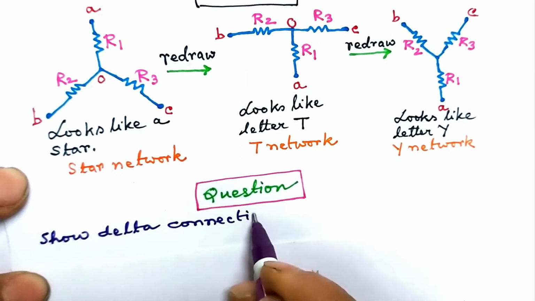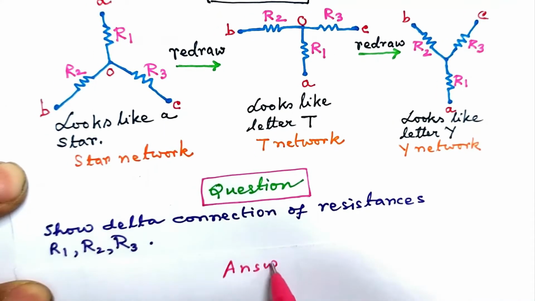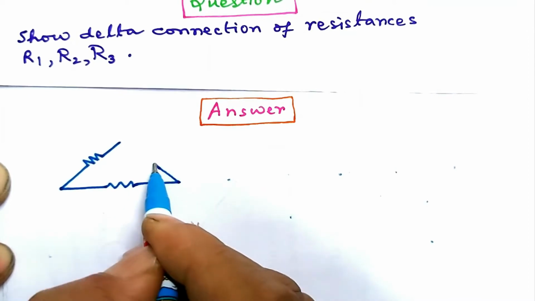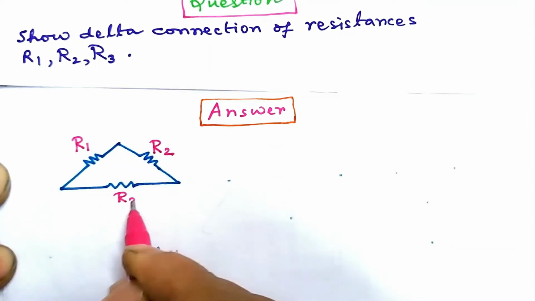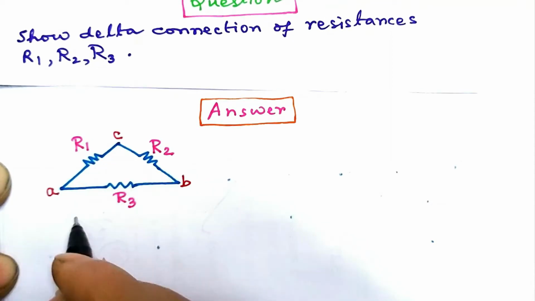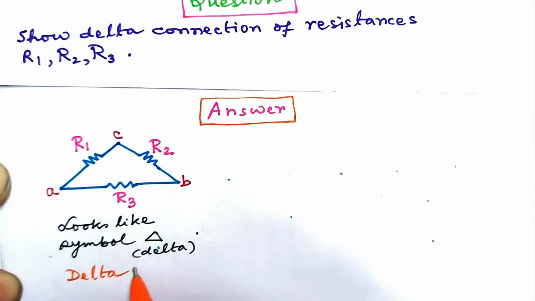Show delta connection of resistances R1, R2, R3. The answer. Let us combine the 3 resistances R1, R2, R3, and the terminal points are A, B, C. So they are connected one after the other to form a loop. This network looks like the symbol delta, and the network is referred to as delta network.